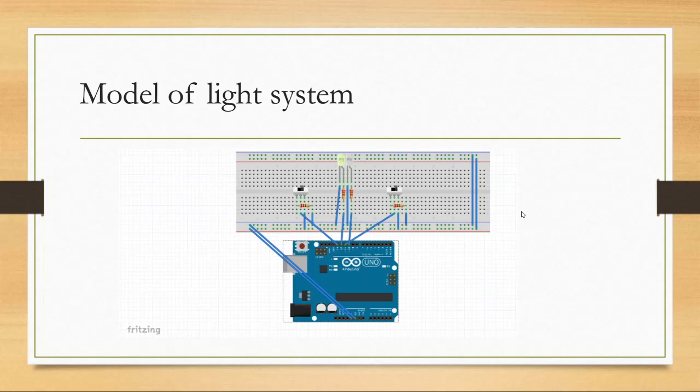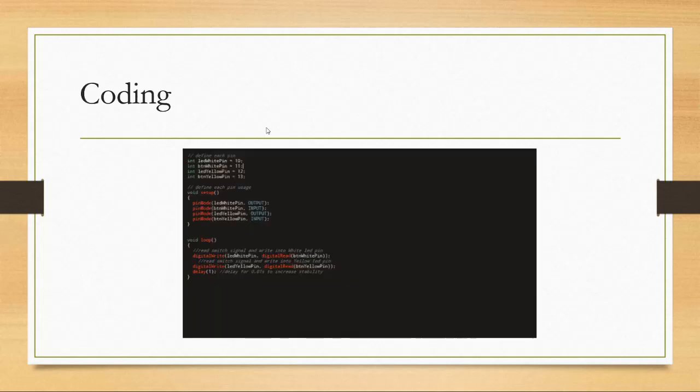And let's talk about the coding part. At the top of the code, this is to define each pin, and the second part is to define each pin usage for the switches and the LED. The final part is to read the switch signal and write into the LED pins, to make sure the controller can control the lights to turn off and turn on. And finally there is a delay of 0.01 seconds to increase the stability.